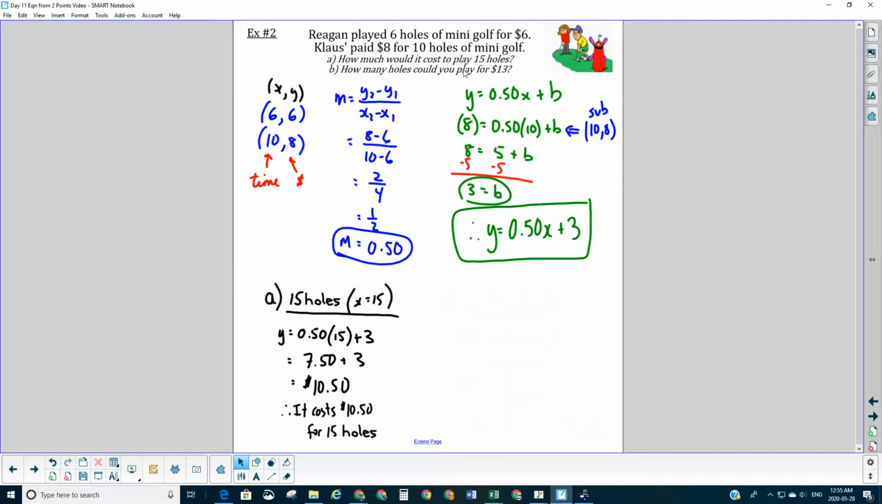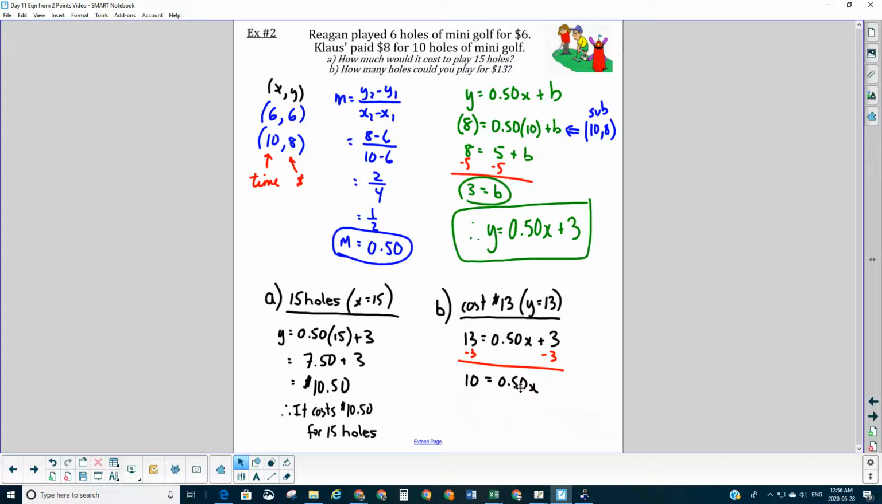B, how many holes could you play for $13? Again, the scenario is getting a little bit more complicated with decimals. This is why we rely on our beautiful math. So we're going to go B, the cost is $13. That means the Y value is 13. So we replace the y with 13 equals 0.5x plus 3. Solve for x. Well, we're going to ignore the 3, so we subtract 3 from both sides. That's your cost to get in, and it's $10 left over for the number of holes.